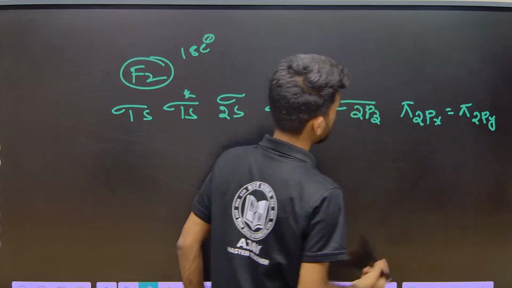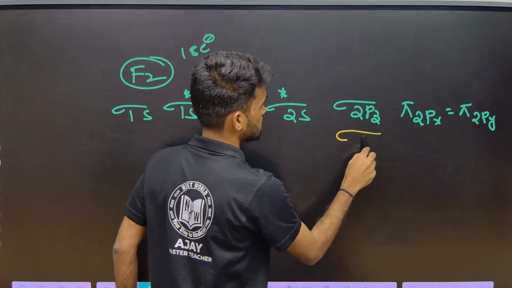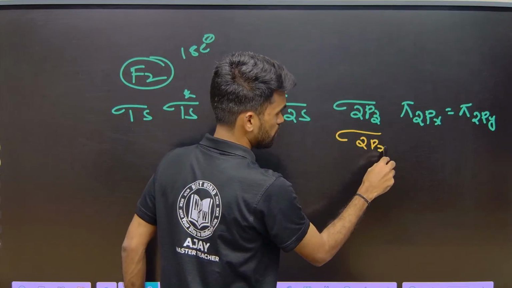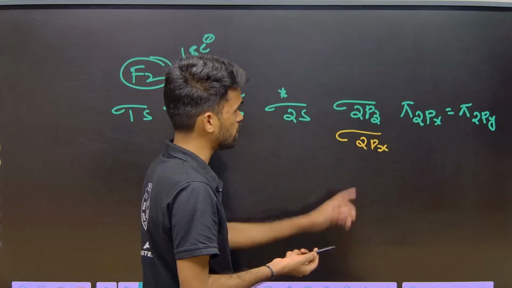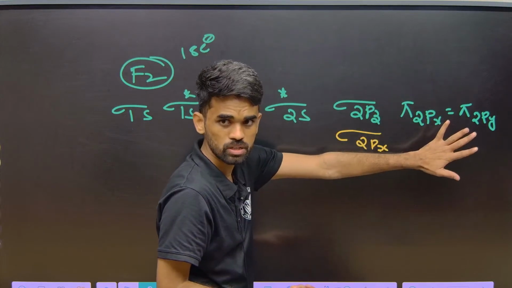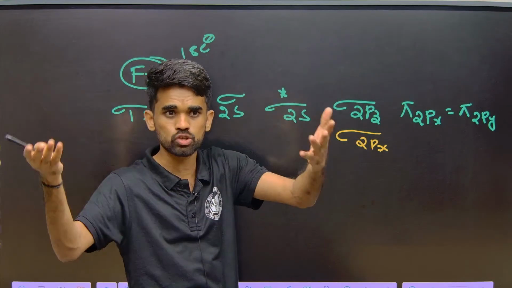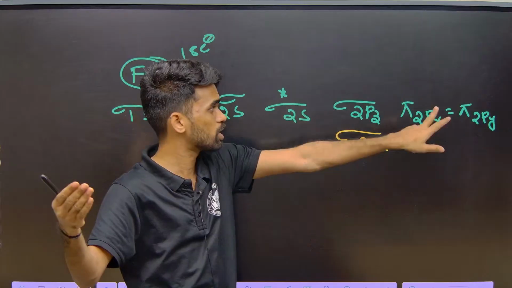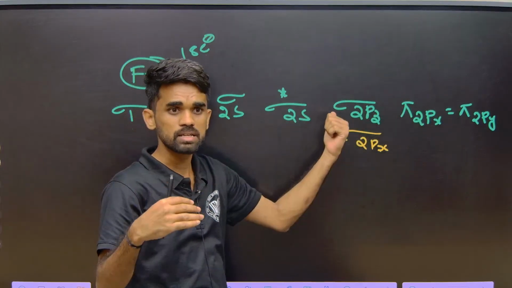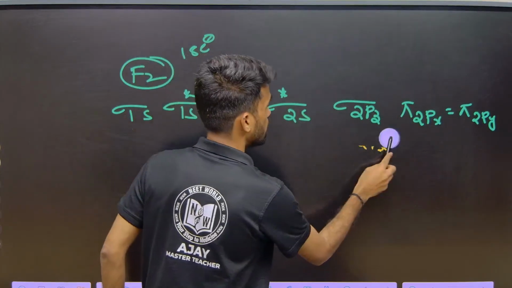Pi star. Some books will give sigma 2pz, and instead of taking 2pz, they may take 2px also, then take z here. That's it, no issues. Of any of the three axes, one should be internuclear and the remaining should be perpendicular. The perpendicular ones become pi, the internuclear one becomes sigma. That's it. Okay.